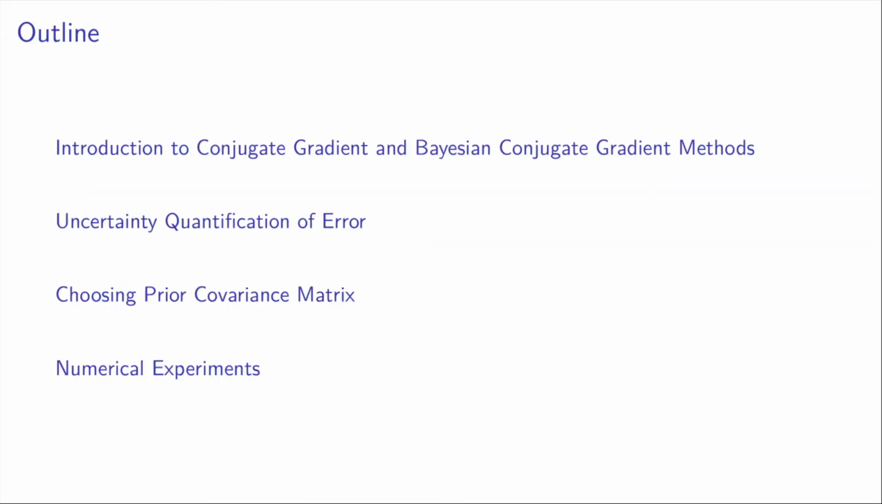So now I'm going to go through a brief outline of my talk. First, I'm going to introduce the conjugate gradient and Bayesian conjugate gradient methods. Then I'm going to talk about uncertainty quantification of the error. Then I'm going to talk about choosing the prior covariance matrix. And then I'm going to go through some numerical experiments.